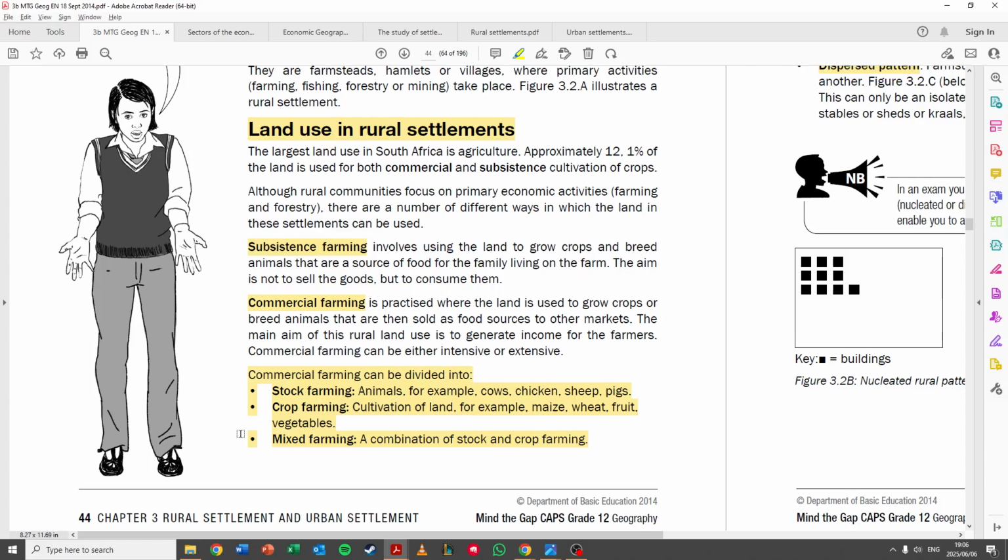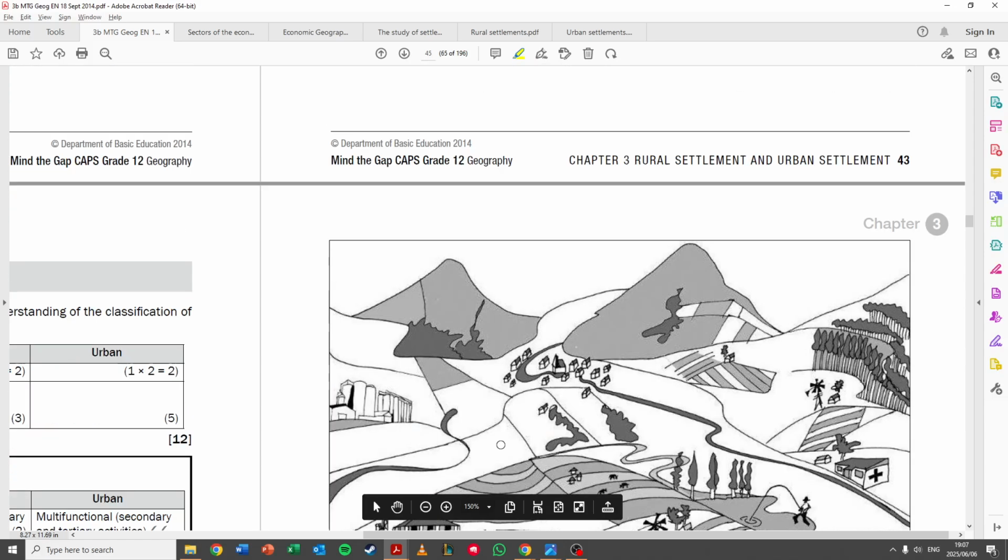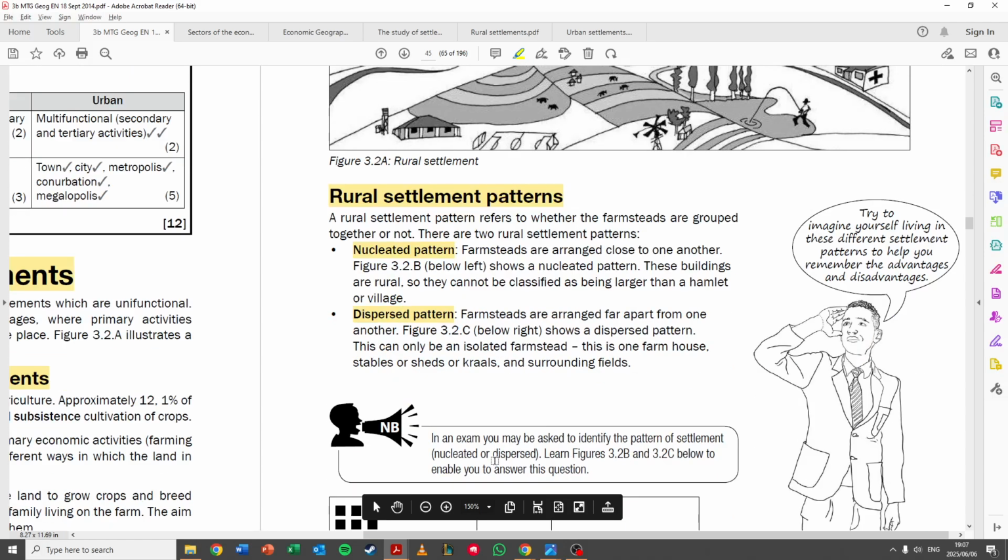So this can be animals such as cows, chickens, sheep, pigs, and so on. Crop farming. So this is when they cultivate land and obviously they grow crops, and this can include maize, wheat, fruit, vegetables, and so forth. And then you have mixed farming, and this is where they have a combination of both stock and crop farming.